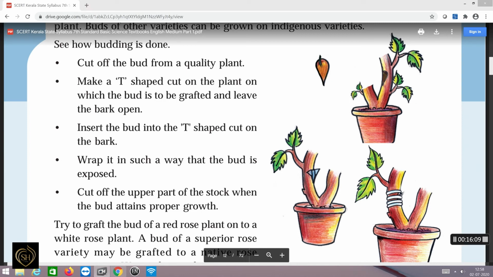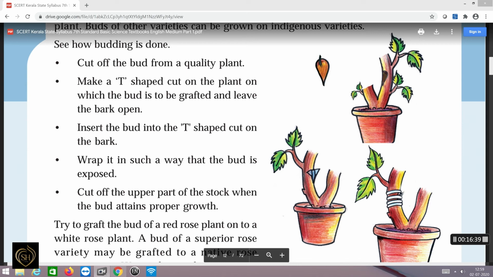After selecting that, make the T-shaped cut on the plant and leave the bark open. In that T-shaped part, you have to insert the bud. This bud we selected earlier from the superior quality, nice flowered plant. You take a bud and insert it into the T-shaped cut on the bark of the normal rose plant.